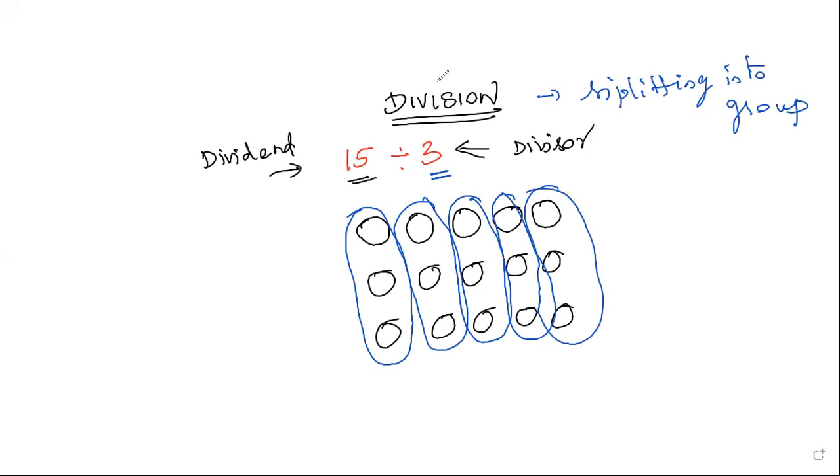So how many groups are formed now? 1, 2, 3, 4, 5. 5 groups are formed. So this 5 is your quotient. When you divide 15 by 3, we are dividing into equal groups of 3 elements. So your quotient is the number of groups formed. So the quotient will be 5.